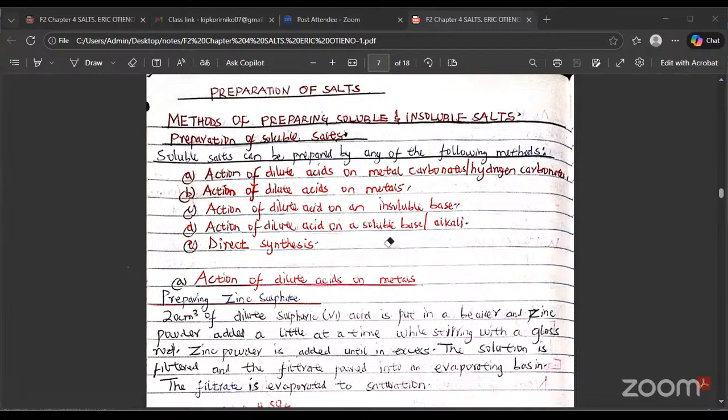It changes from what color to what color? It changes blue. White to blue. Yeah, it is white to blue. So anhydrous copper 2 sulfate is white. When you add water, it becomes blue. That is number one.